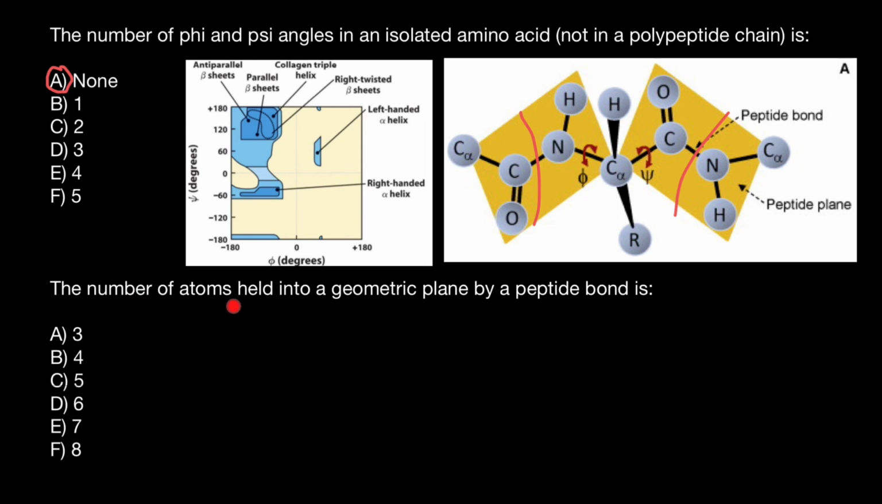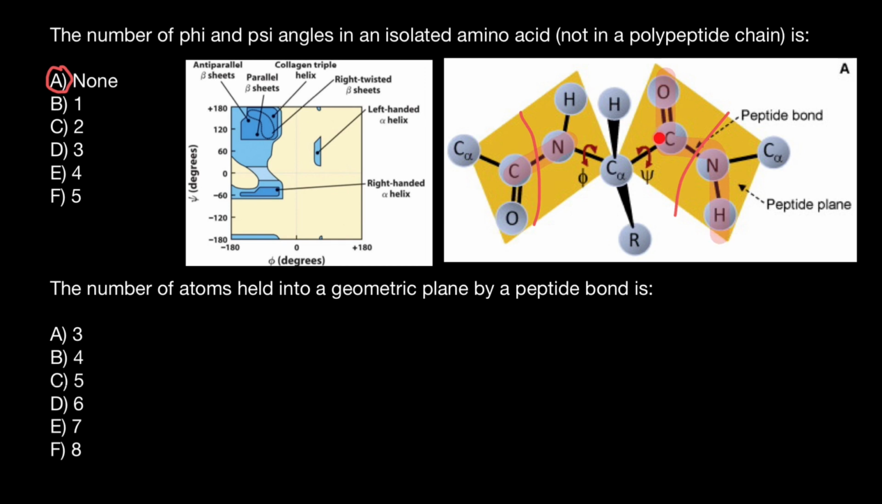So take a look. The number of atoms held in a geometric plane by a peptide bond is, and many of you know that a peptide bond is between the carbon of the carboxylic group of one amino acid and the nitrogen of the other amino acid. So this is the peptide bond, and it's also shown here as a peptide bond. In about 50% of the pictures on the internet, you will find that the peptide bond is between these two atoms. But in the other 50% of the pictures on the internet, the peptide bond would be shown like this.